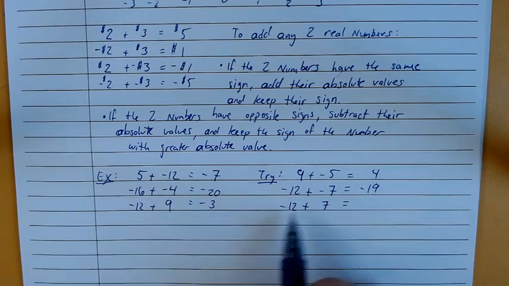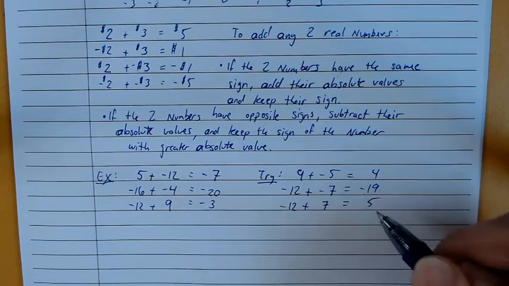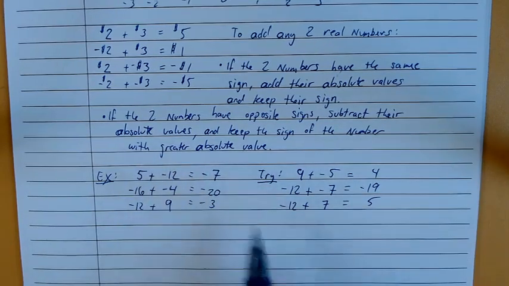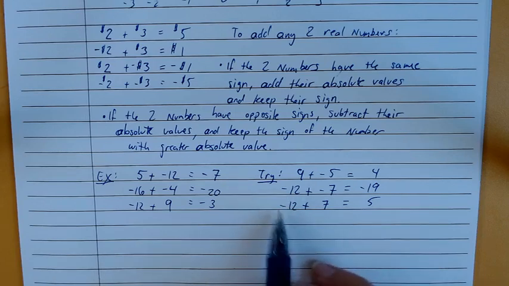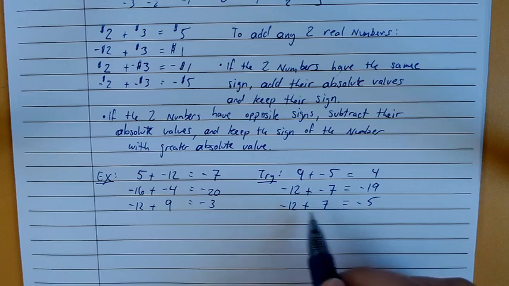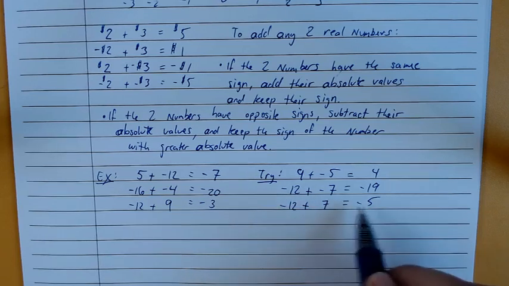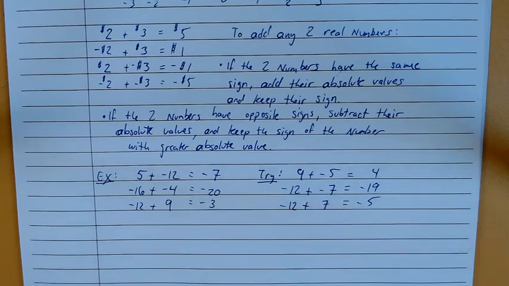And then here, again, you have opposite signs. So you're going to subtract. 12 minus 7 is 5. And then you're going to keep the sign of the number with greater absolute value. Negative 12 has a greater absolute value than 7. So you're going to keep the sign of the negative 12. So your answer will be a negative 5. And again, in terms of money, you have $7 and you spend 12, well then you're overdrafted. You overspent by 5. You owe $5.